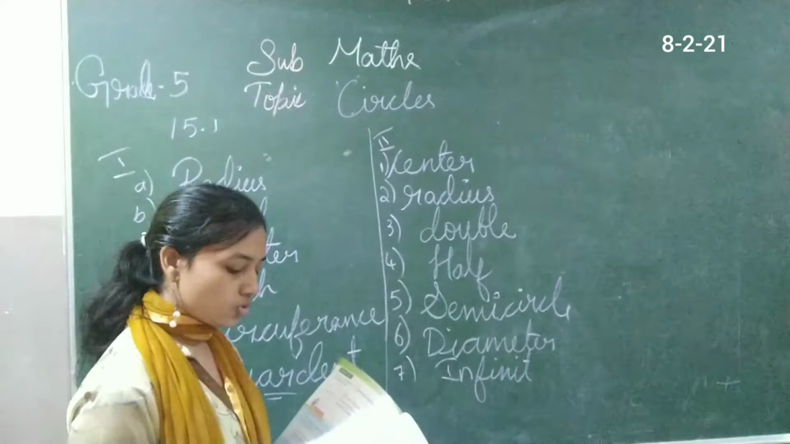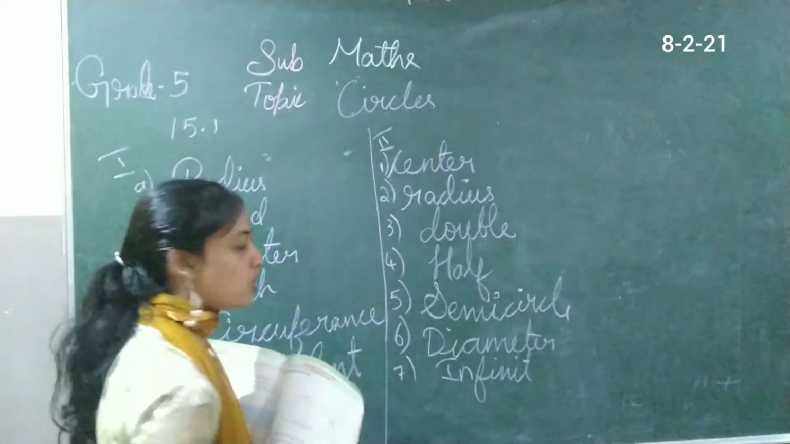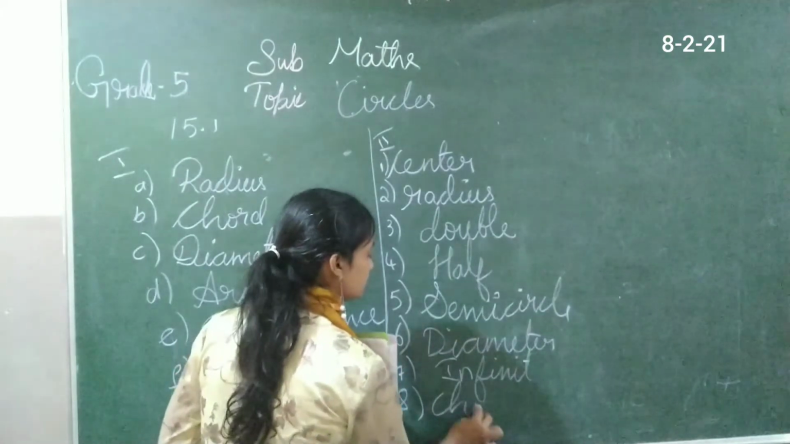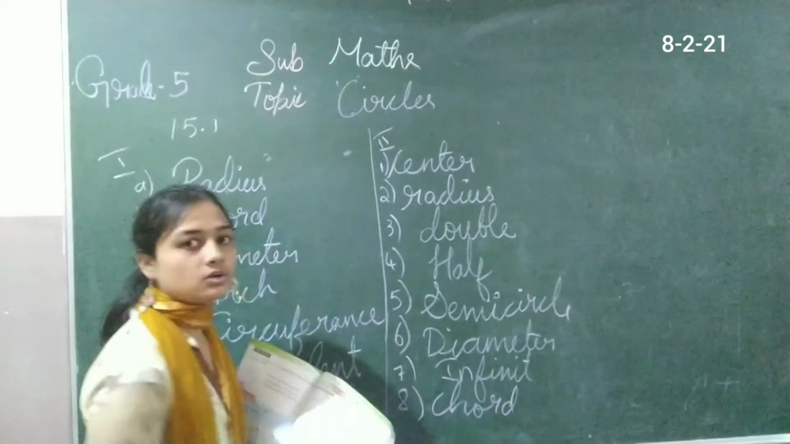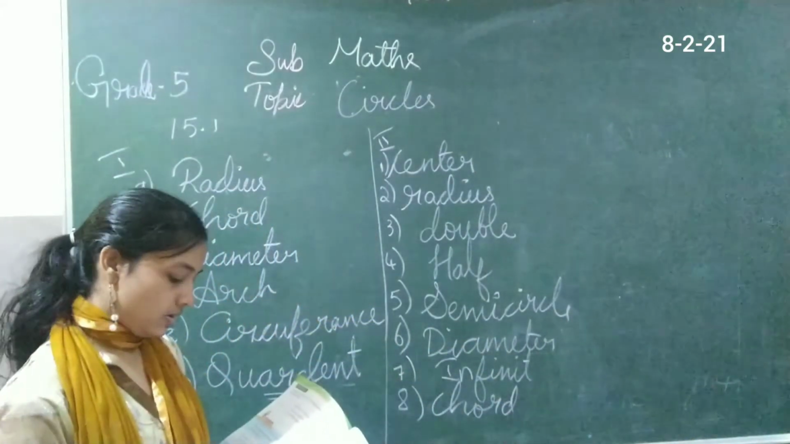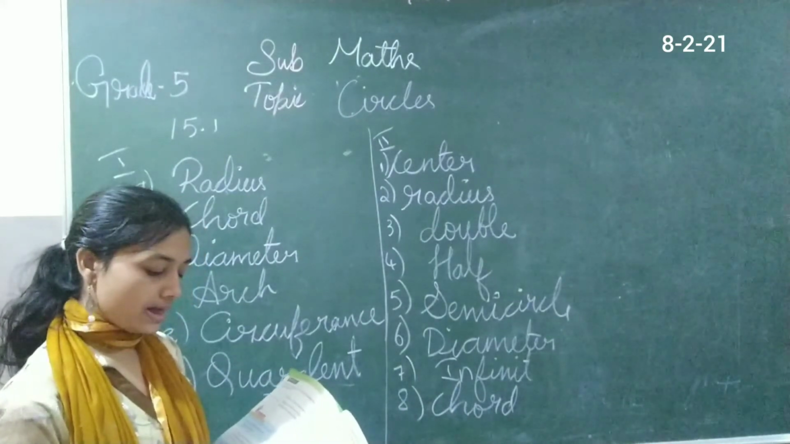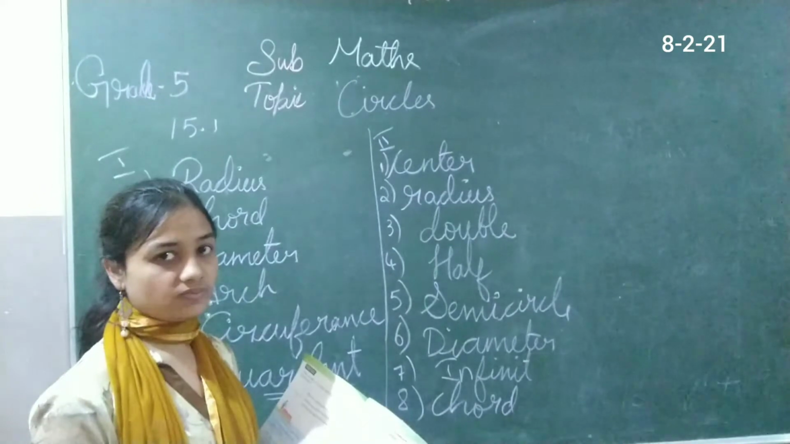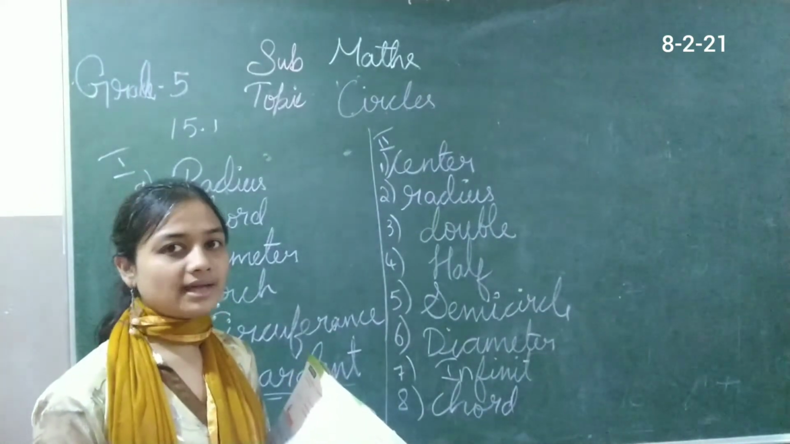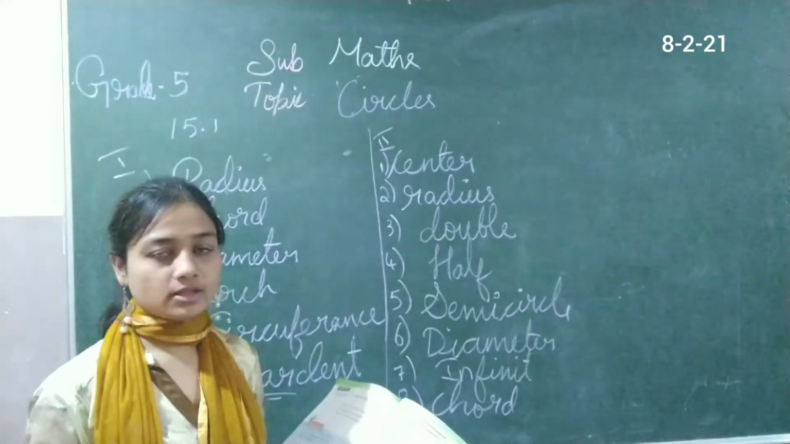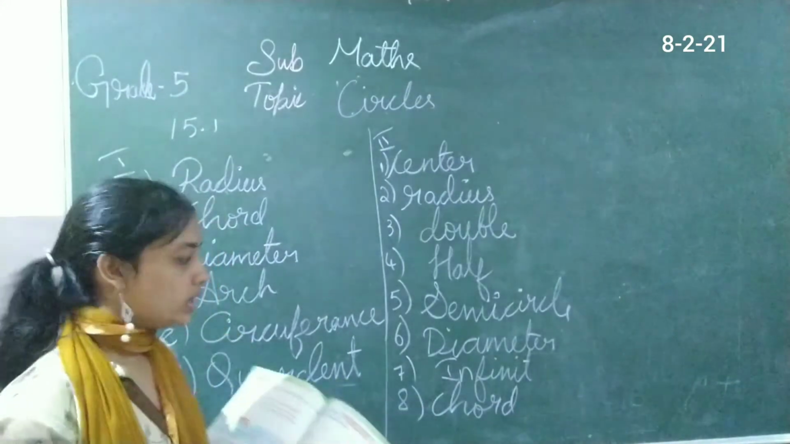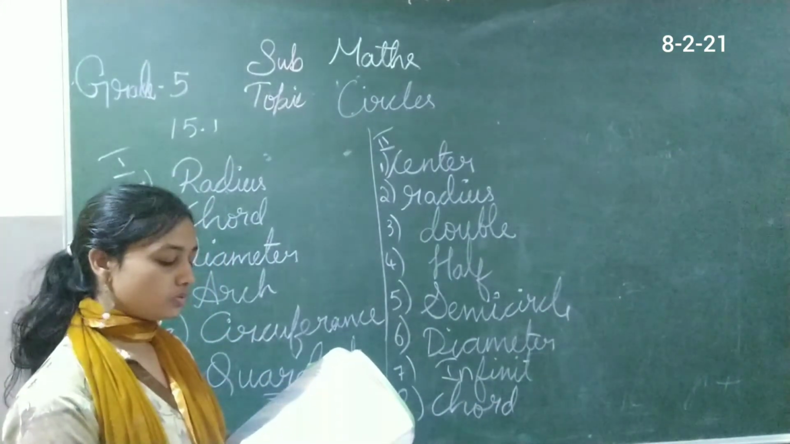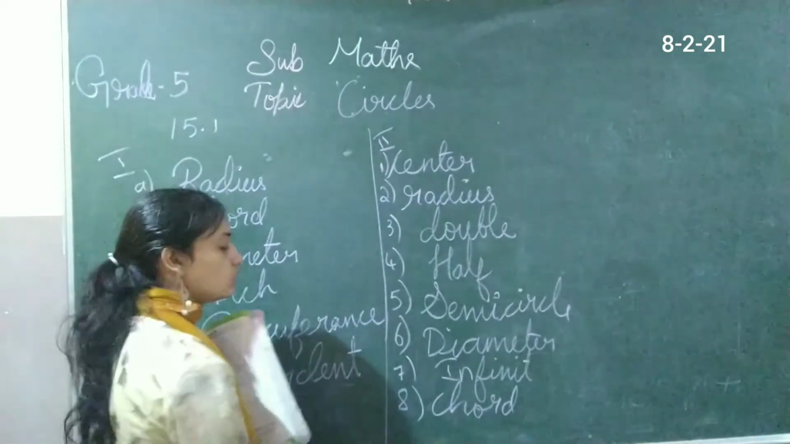A line segment joining any 2 points on the circle is called a chord. Eighth one is chord. All chords of a circle do not have dash length. In a circle you can see that whichever chords you draw, every chord has a different length. Everything won't be the same. So you write, all chords of a circle do not have equal length.